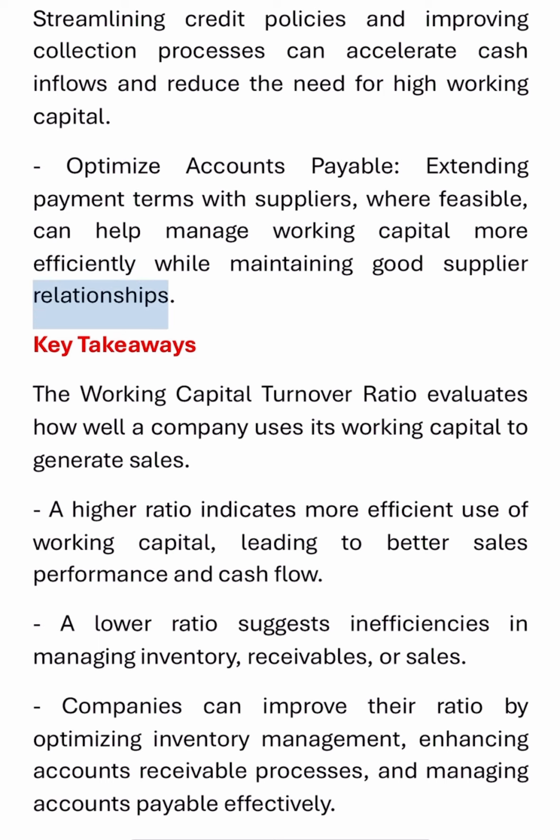Key takeaways. The working capital turnover ratio evaluates how well a company uses its working capital to generate sales. A higher ratio indicates more efficient use of working capital, leading to better sales performance and cash flow. A lower ratio suggests inefficiencies in managing inventory, receivables, or sales. Companies can improve their ratio by optimizing inventory management, enhancing accounts receivable processes, and managing accounts payable effectively.